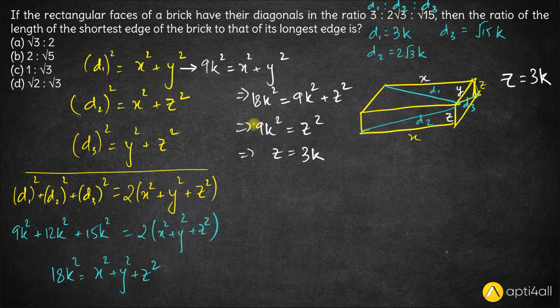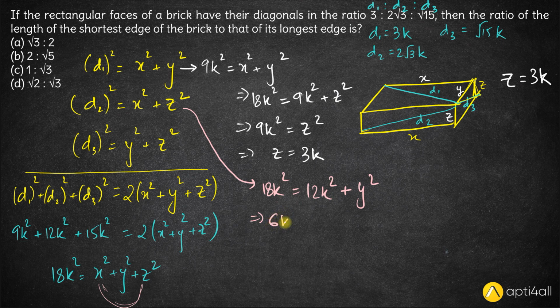Similarly, let's start with this equation itself. 18k square is equal to, now instead of x square plus z square we can substitute d2 square. And what is d2 square? d2 square is 2 root 3 k whole square, which is 12k square. So instead of x square plus z square, we have 12k square plus the remaining y square. So we have 18k square minus 12k square is 6k square, which is y square. So from here y comes out to be the square root of this, so root 6 into k. So y is equal to root 6 k here.